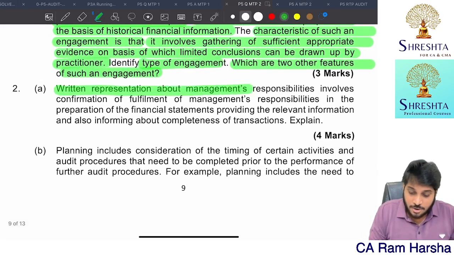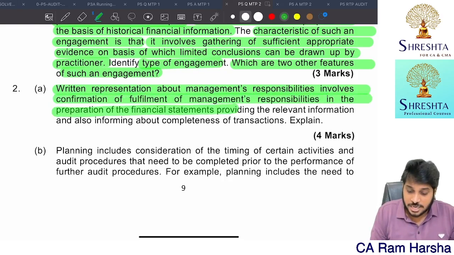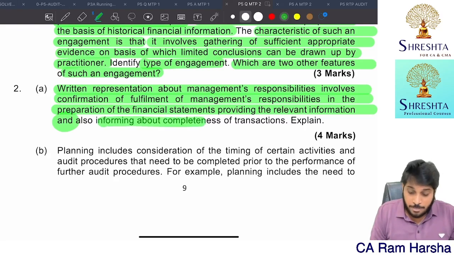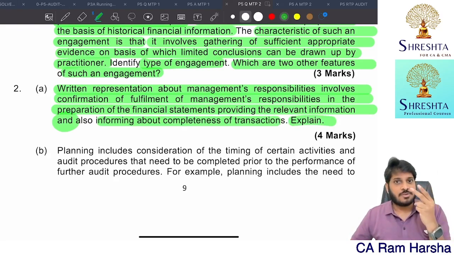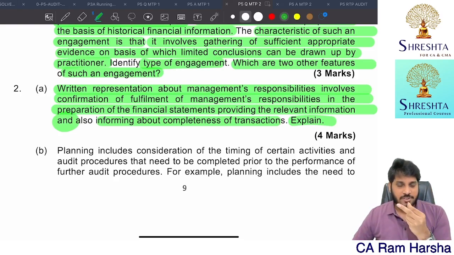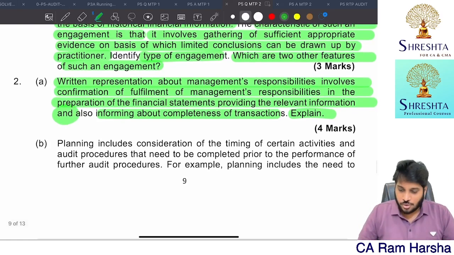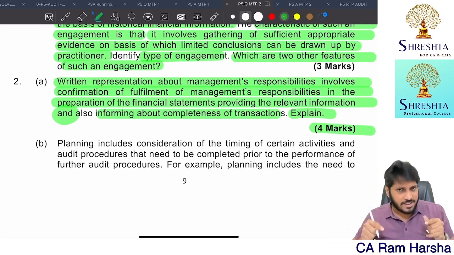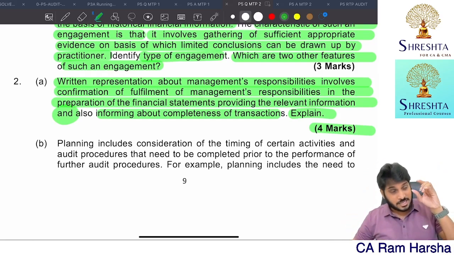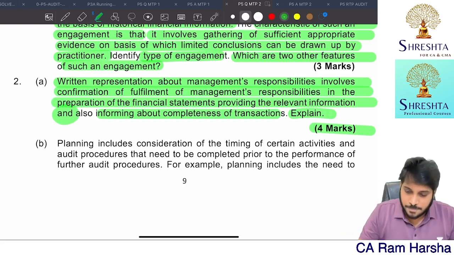Written representations about management responsibilities involve confirmation of fulfillment of responsibilities in preparation of financial statements, providing relevant information, and informing about completeness of transactions. Yes, very much true. Responsibilities of management have two things. One, they are responsible for preparing financial statements as per the applicable framework. Two, they are responsible to provide the auditor with complete access to information. Is this one of the responsibilities in SA 580? Yes, in 580 we have seen this. One of the objectives specifically talks about this.